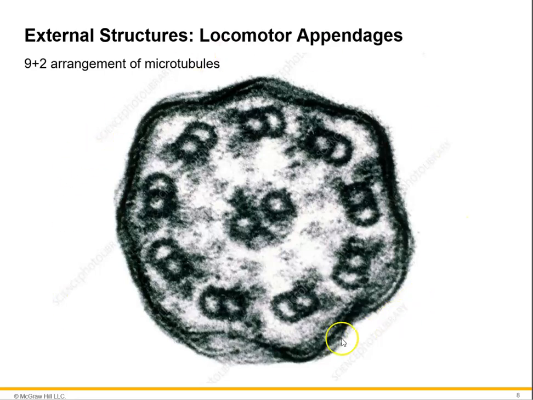This is a cross-section of a eukaryotic flagellum, and we know it's eukaryotic because of this 9+2 arrangement of microtubules. What that means is that there are 9 couplets, so you can see 1 microtubule, 2 microtubules, and they're kind of attached. So this is 1 couplet. There are 9 of these around here, and in the center there are 2 separate microtubules. You can see that they are not touching.